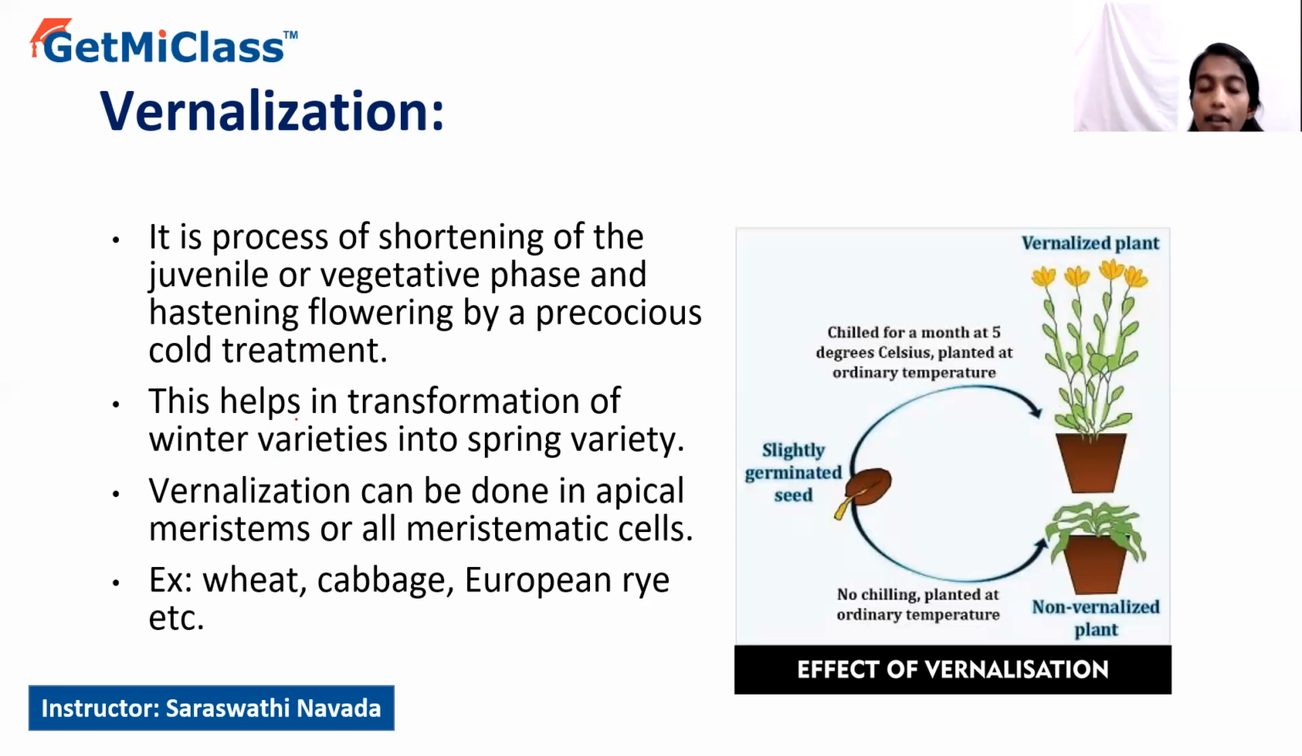This helps in the transformation of winter varieties into spring varieties, and vernalization can also be done in apical as well as all meristematic cells, where it minimizes the duration of the vegetative phase and prepones the flowering period of the plant. Vernalization can be exhibited in plants such as wheat, cabbage, European rye, and even radish.